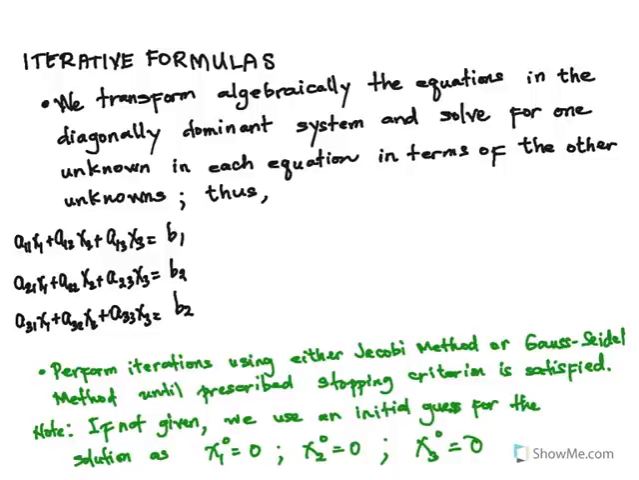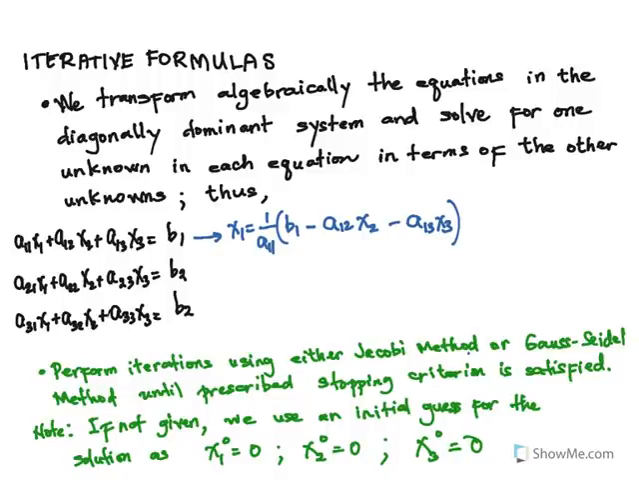So, ano ibig sabihin ng transform algebraically and solve for one unknown in terms of the other? So, dito, sa unang equation natin, we solve for x sub 1, our first unknown. So, x sub 1 will be equal to, syempre, transpose natin, so, b1, tas na-transpose mo yung a1,2 x2 at saka a1,3 x3. And then, to solve for x1, kailangan natin i-divide both sides by a11. Tama? So, that will be 1 over a11 times this quantity.